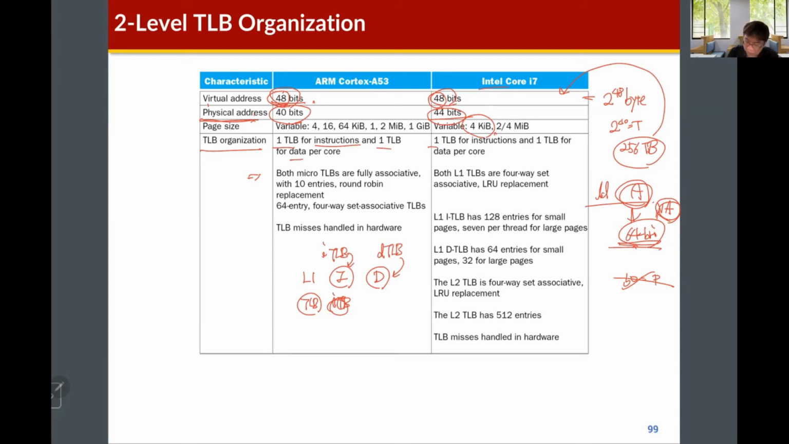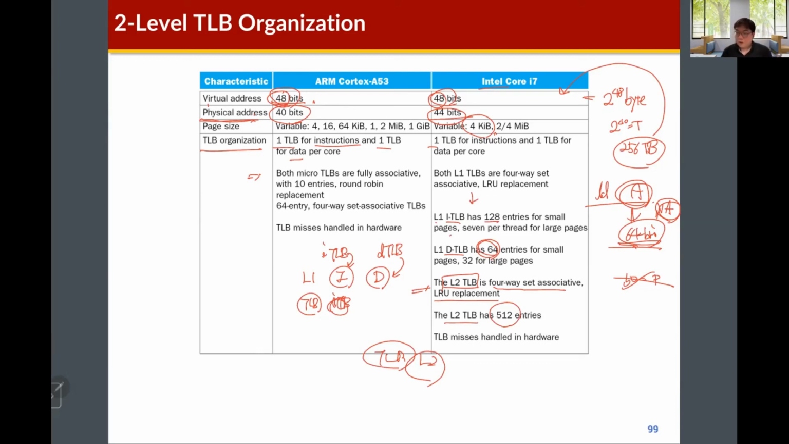If we see the organization of the Intel TLB, the ITLB has 128 entries for small pages. The configuration is a little bit different, and the DTLB has 64 entries. And there is also an L2 TLB, assigned to the L2 cache, so the TLB is also a hierarchy. It's 4-way set associative with LRU replacement. And the L2 TLB has 512 entries.